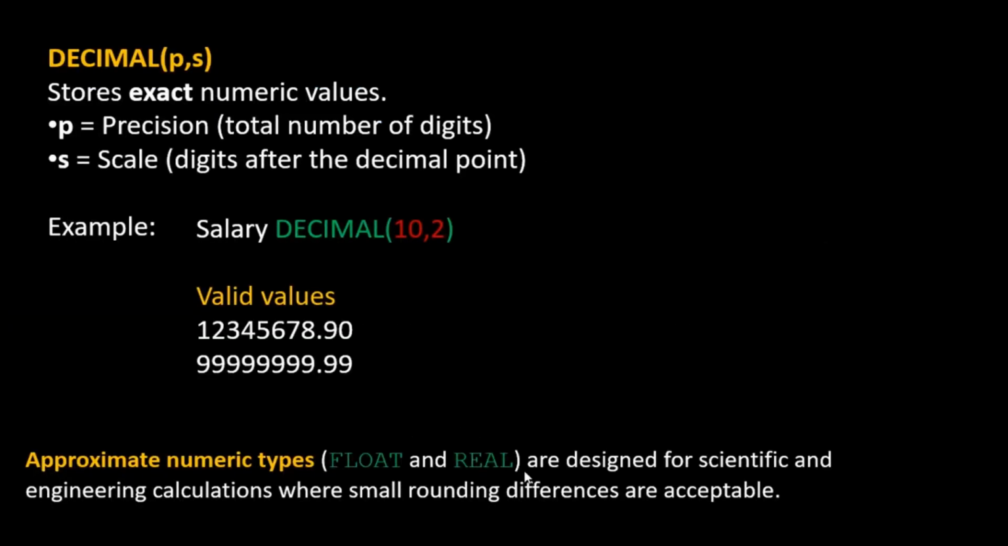For float and real, actually, they are designed for scientific calculations. So very small rounding differences are acceptable in float and real. That's why they are not fixed point numbers.